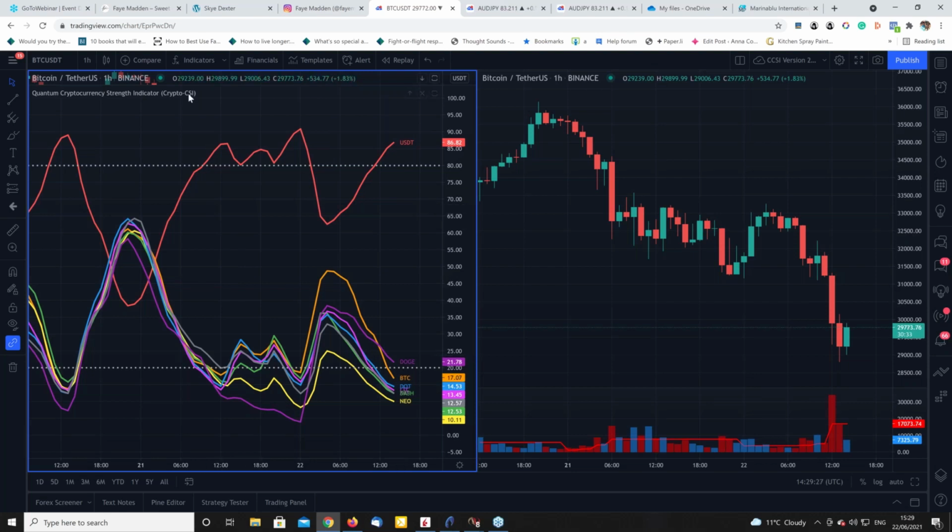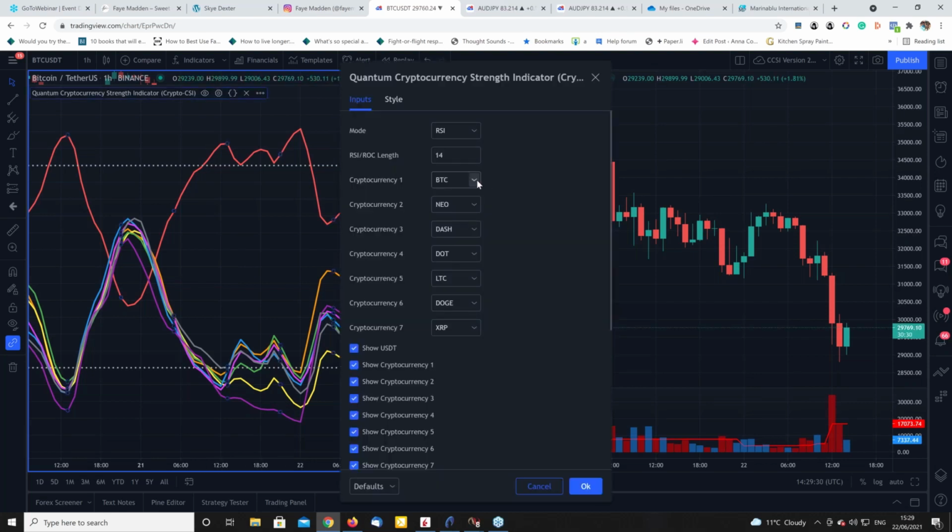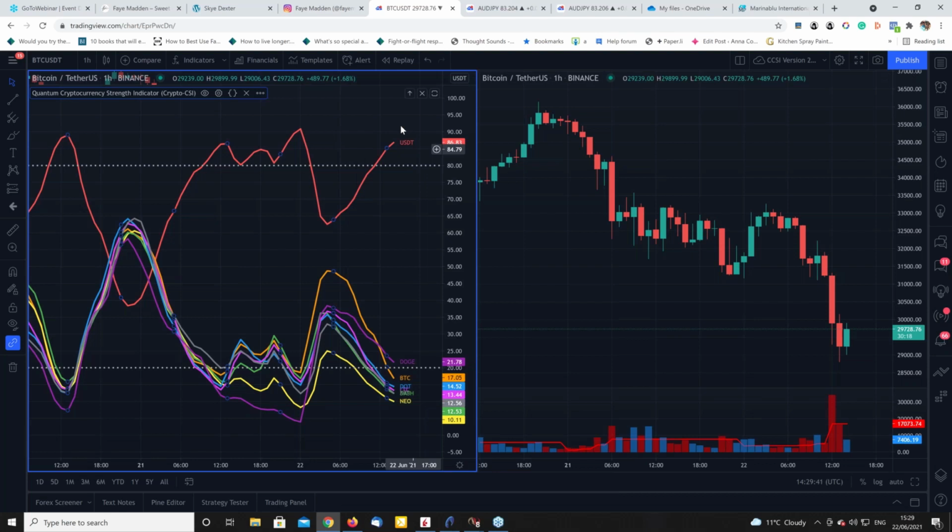Just very quickly go up here. You've got all these options down here. So you've got all those cryptocurrencies, basically all the ones that are on the TradingView platform, you would have access to them against Tether on this particular indicator. It's in development. It's not going to be too long before this is actually launched. It works in all time frames, very similar principles to the currency strength indicator.